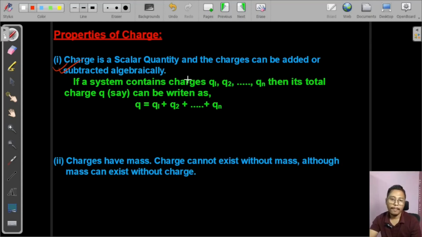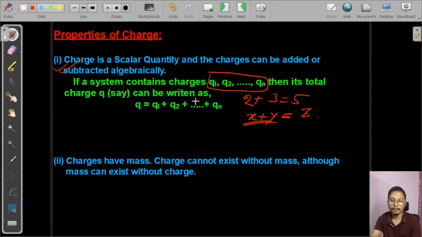And individual charges in a system can be added or subtracted algebraically, just like adding numbers, or like algebraic variables. Like this, you just add them. If there are such charges like this in a system, then the total charge will be like this. Just add them algebraically.